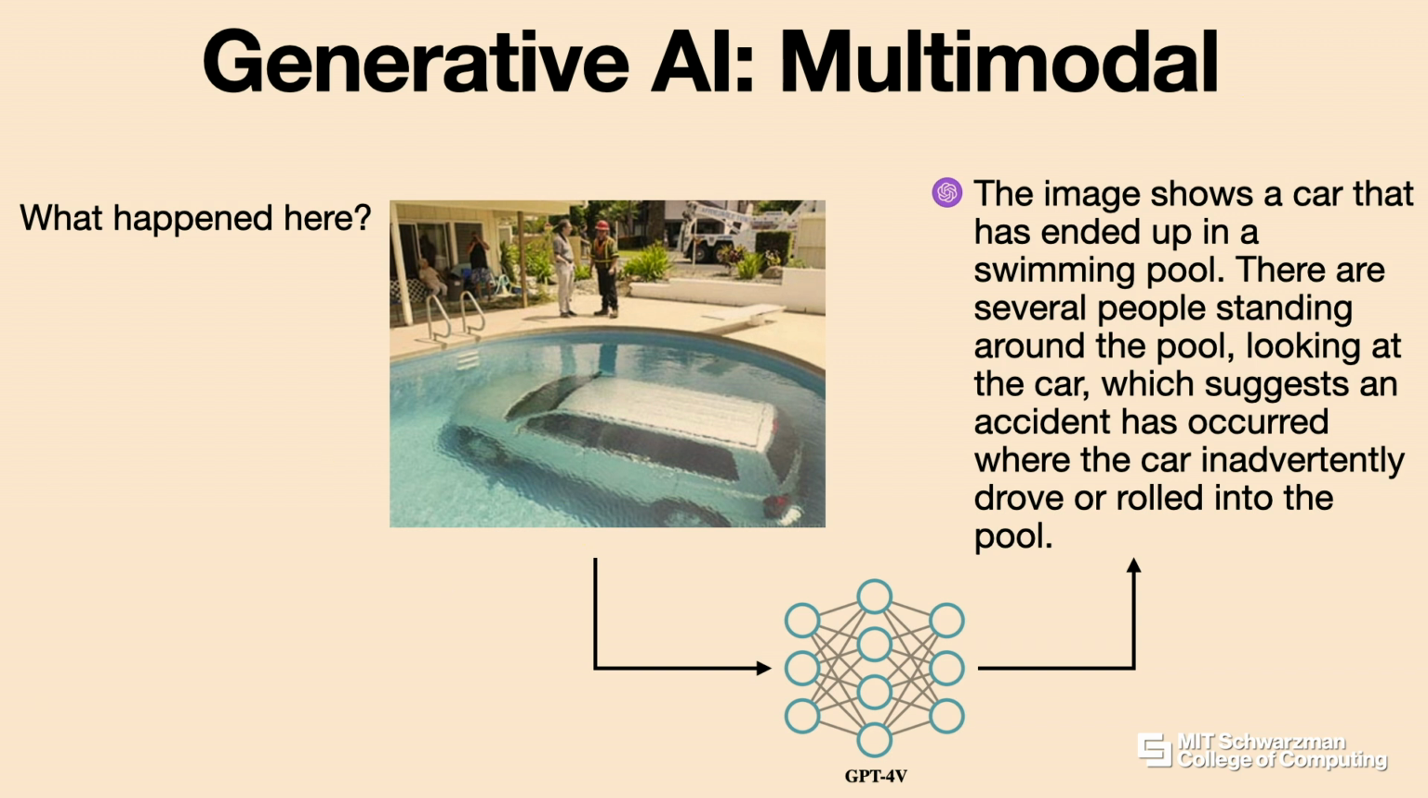And it could have been describing what is happening in the background of the picture, but no. It did focus on the object that is actually interesting for us humans. When you look at this picture, the interesting thing is this car in the swimming pool, and that's what ChatGPT is talking about.